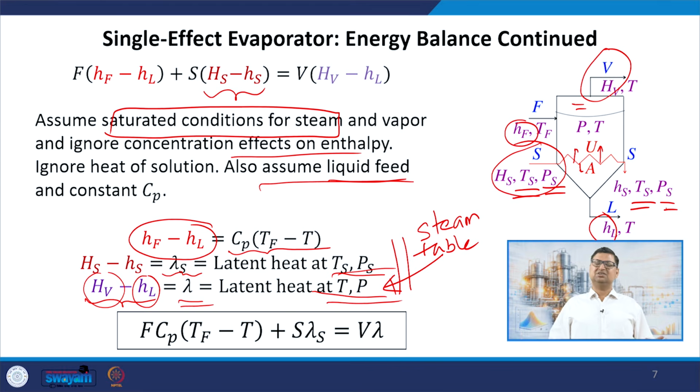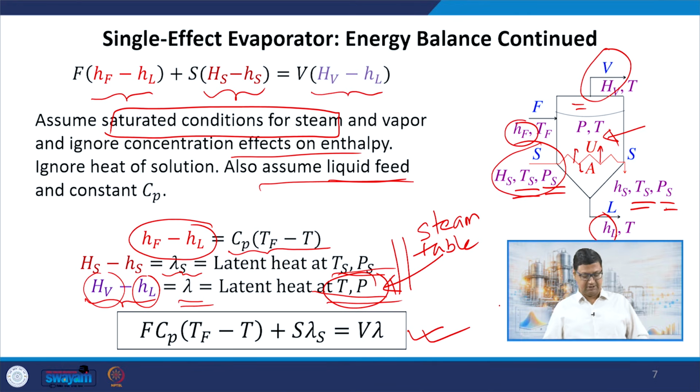At saturated conditions, the pressure is defined by the temperature or vice versa. Similarly, since we have assumed that the boiling point elevation is neglected, the temperature is defined by the pressure or vice versa. So, if I make these assumptions, I can replace these enthalpy differences in the first equation by whatever we have got here, and then I have a rather simple equation that gives me the energy balance for the evaporator, right.